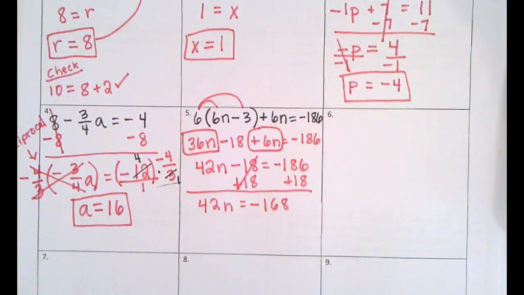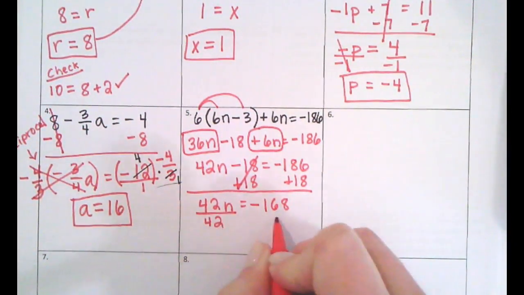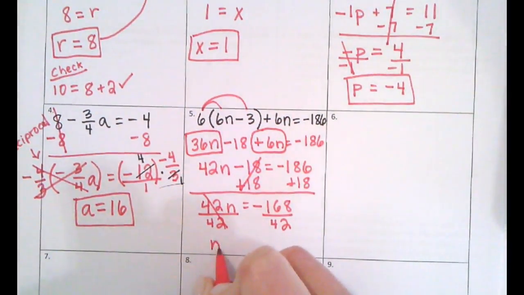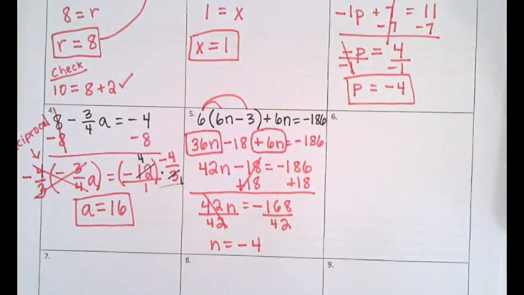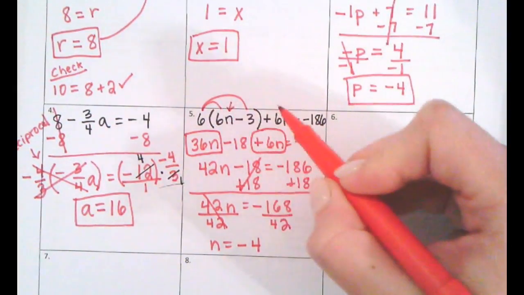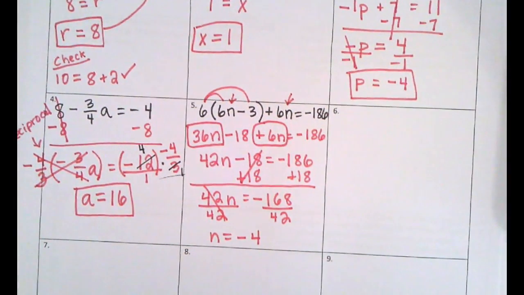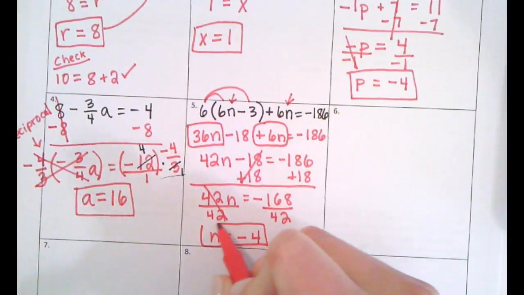And then I have 42 times n, so I'm going to divide both sides by 42. And I get n equals negative 4. You may need a calculator for that one. Plugging negative 4 back into the original equation, everywhere I see this n will check off to negative 186. So this is my solution.